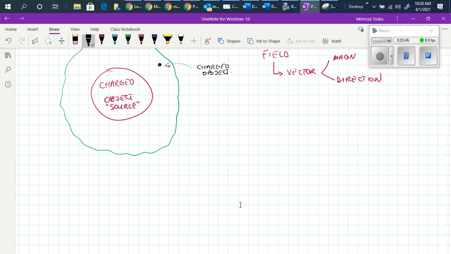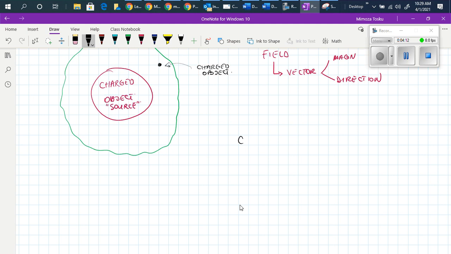So therefore, in order to identify the configuration of the field, electric field, we have to put some conditions in terms of the test object. And the condition that we put into the test object is, remember what we said in gravitational field, that the mass of the test is way, way smaller than the mass of the source.